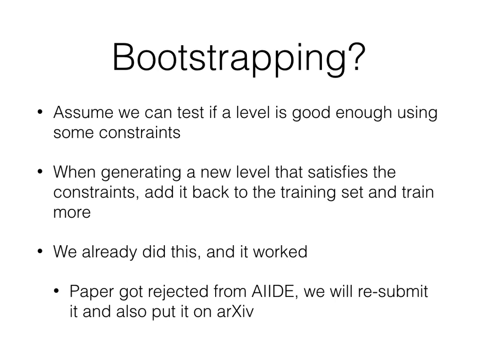One approach to deal with the content shortage problem is bootstrapping. Assume we can test whether a level is good enough using some constraints. What we can do then is that when the level is good enough, we can put it back into the training set and train more. In fact, we did this already, in a collaboration with Sebastian Risi and Ruben Rodriguez Torrado, who is in my lab and is the first author of the paper. It got rejected from AAAI, but we are touching up the paper and resubmitting it. We'll also put it on arXiv as soon as possible.